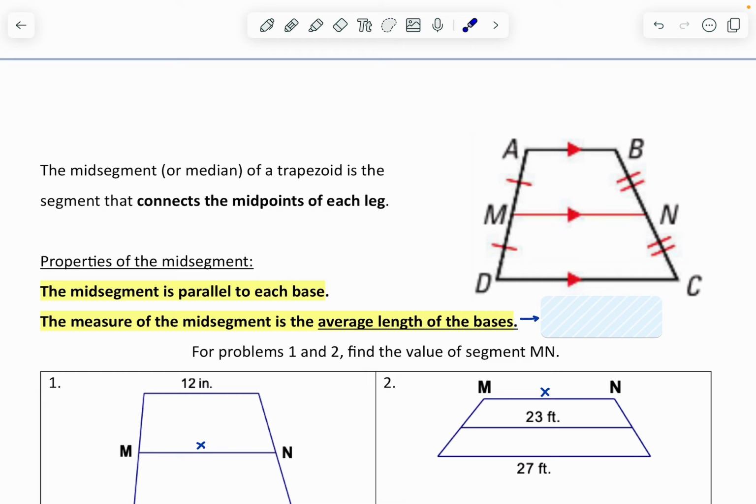The mid-segment is parallel to each base. Here's AB, here's DC. MN, my mid-segment, is parallel to them. The measure of the mid-segment is the average length of the bases. In this problem, MN is equal to (AB plus DC) divided by 2. That's how we find the average. Add them up, divide by 2. That's how we find the mid-segment.